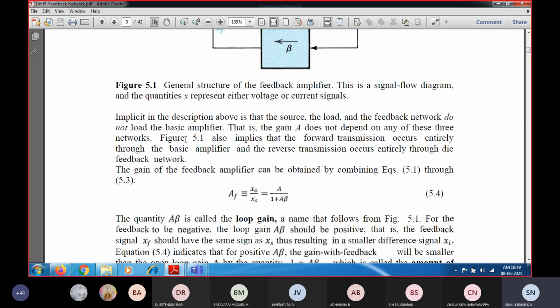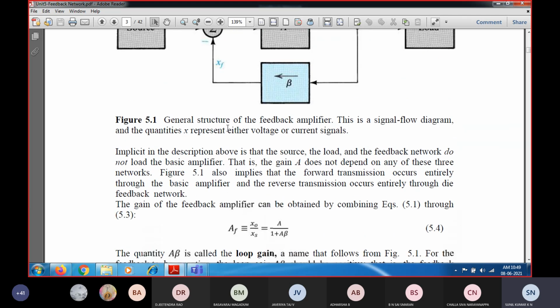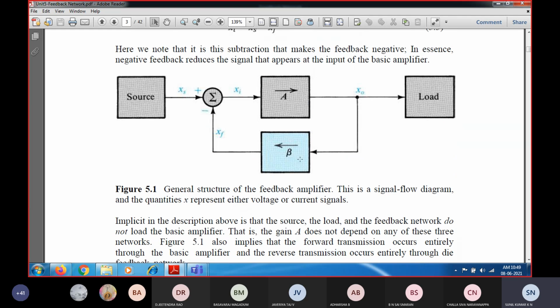So now we are able to find out what the feedback is upon employing the feedback network. What will be the gain associated with the structure? The gain associated with the feedback amplifier is nothing but x naught divided by xs, right? So that is nothing but feedback.